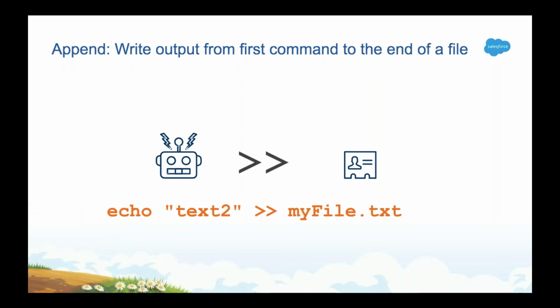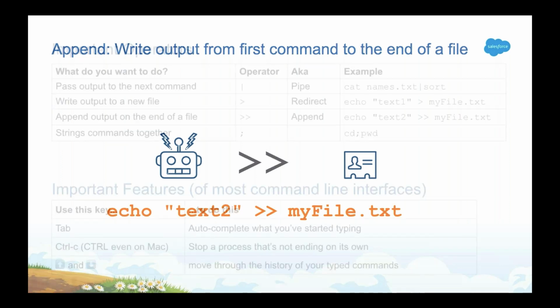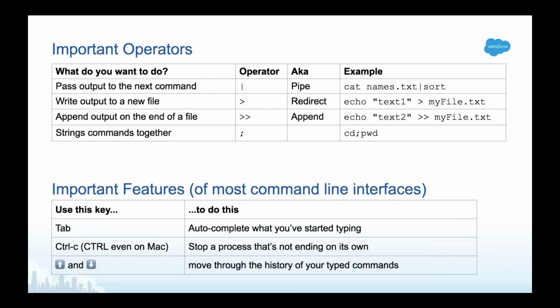If you don't want to replace the content, but rather you just want to append something to the end of an existing file, then you use 2 greater than signs. So this stands for append. In this case, if we take the previous slide and do this command, echo text2, and append it to myfile.txt, then we're going to get one line that says text1 and the other line that says text2. So here you can see all of these important operators that we've just talked about.